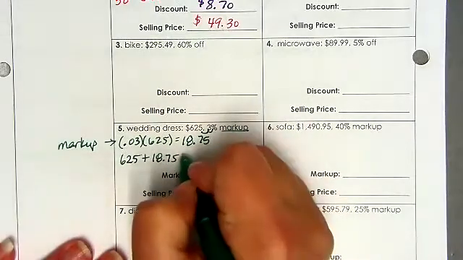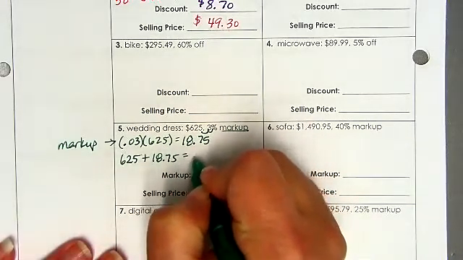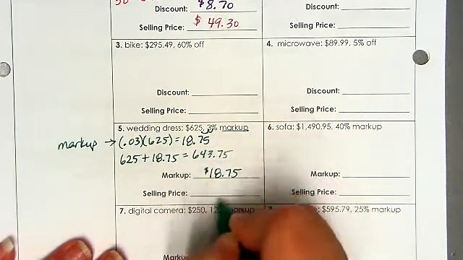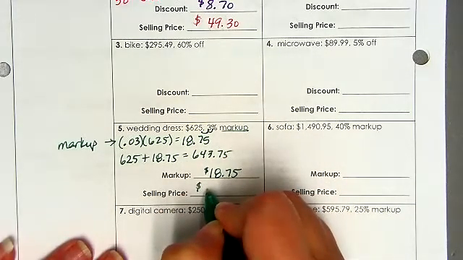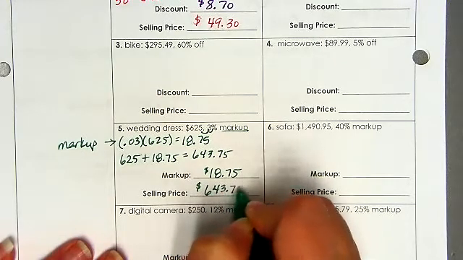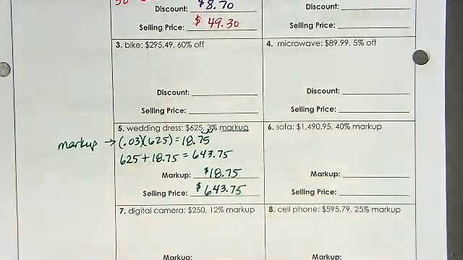And now when I add this together, we get 643.75. So my final selling price, which you have to pay when you walk out, is $643.75. Well, you don't actually pay that. You'll pay taxes too, but that's not in this problem. And we haven't hit that part yet, which is what comes up now.